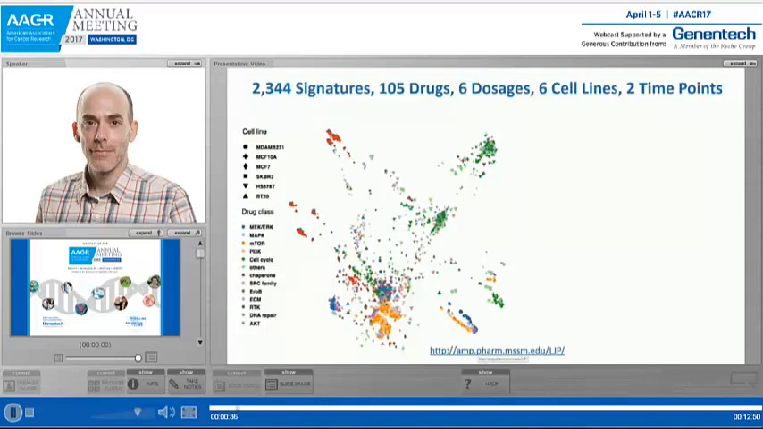Here, what you're looking at is a visualization of 2,344 gene expression signatures. A signature is when you compare perturbed cells to controlled, unperturbed cells. Here it's 6 breast cancer cell lines treated with 105 drugs, and those drugs were applied in 6 different doses, and gene expression was measured at 2 time points.